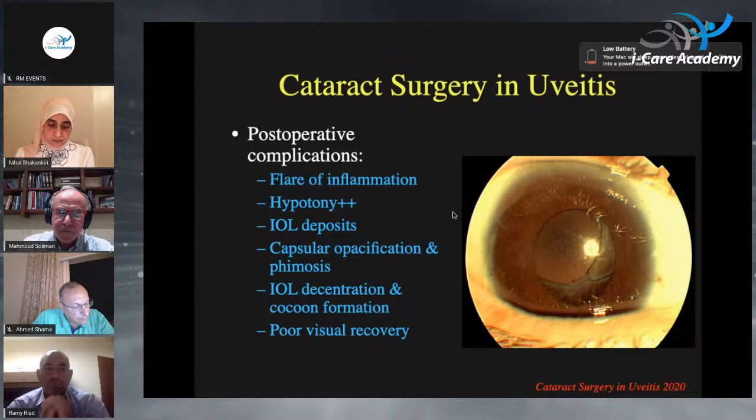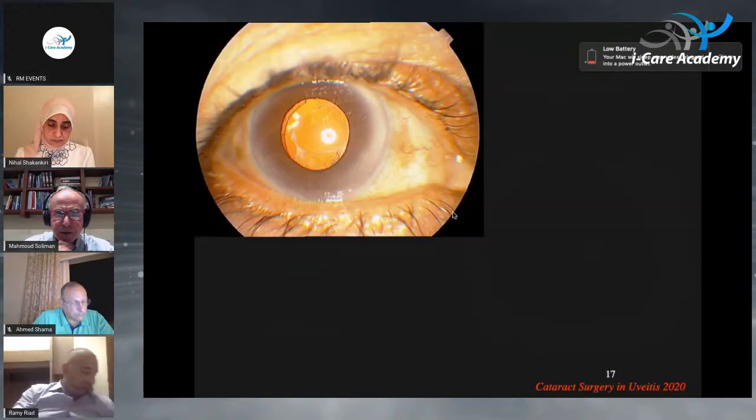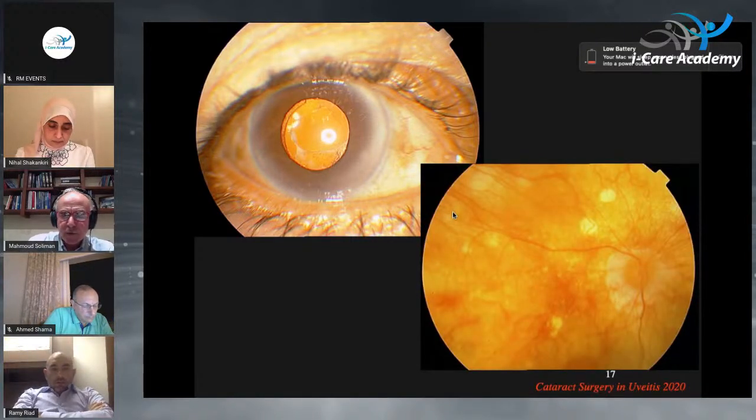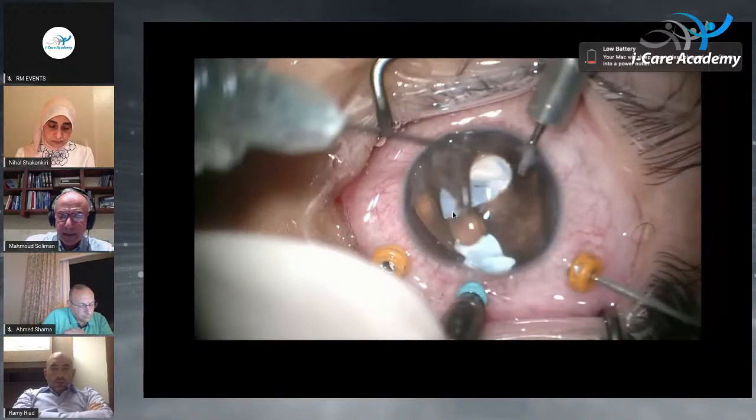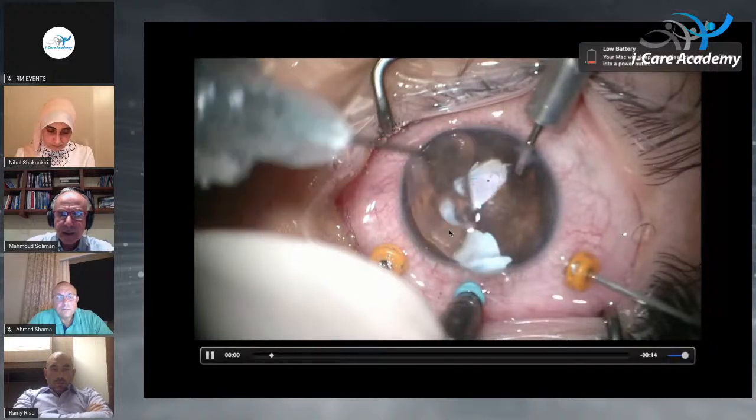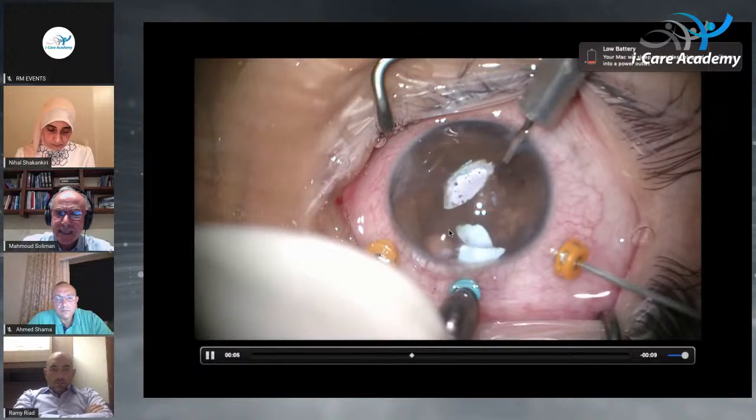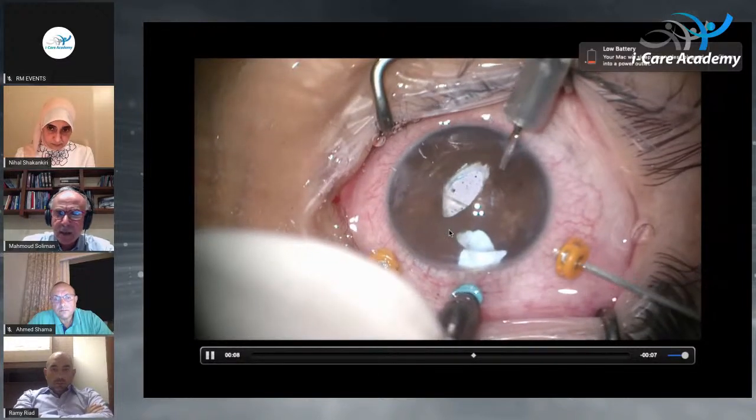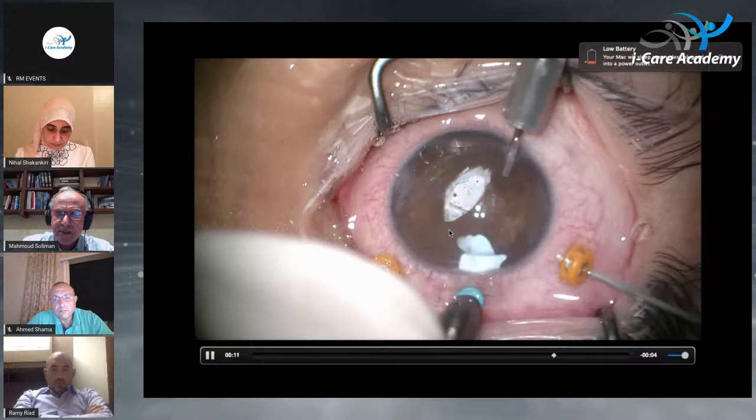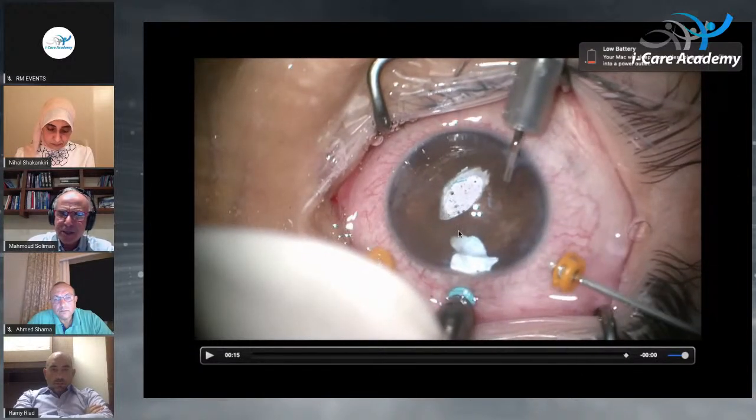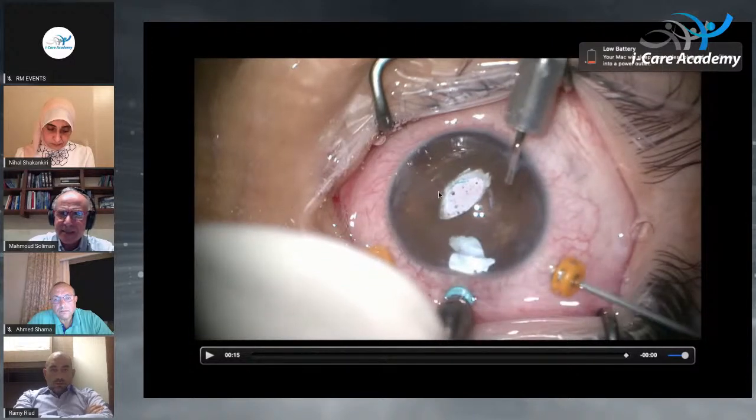IOL decentration, cocoon formation, as Dr. Ahmed mentioned, is again something which can happen. Poor visual prognosis or recovery due to the affection of the macula or the optic nerve, or a widespread chorioretinal atrophy. This is one of the patients which I had to operate. This is not my case. This was a patient who actually had a lens implanted in the sulcus. And you can see how much the anterior segment and the eye is disrupted. And not only that, he had a very dense posterior capsular opacification, and the anterior segment is completely disrupted.